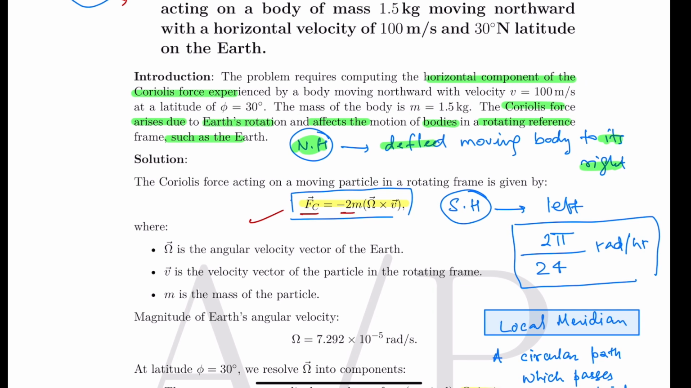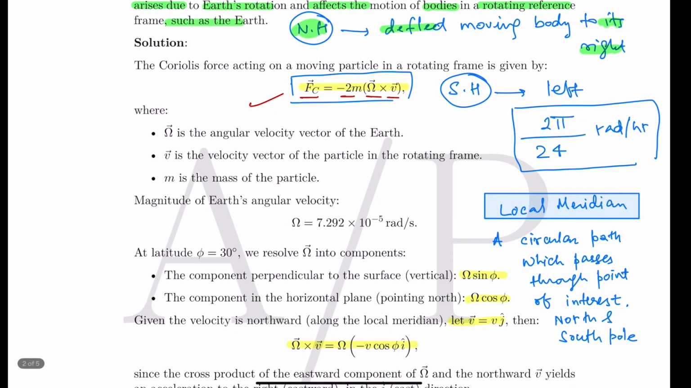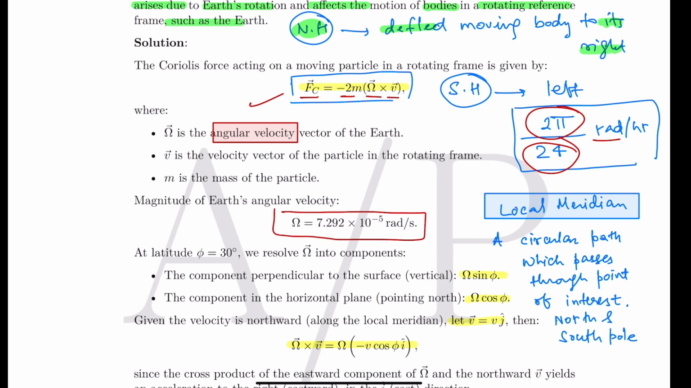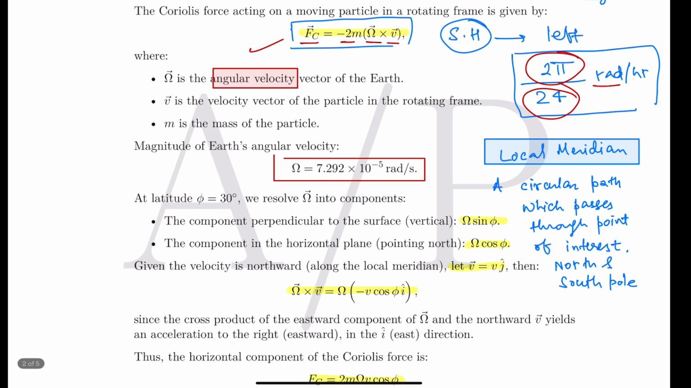It is governed by this mathematical formula where Coriolis force is equal to minus 2m omega cross v. We know that omega is nothing but angular velocity. For Earth, in 24 hours it takes 2 pi radian turn around its axis. So it is going to be 2 pi by 24 radian per hour, and in radian per second it is going to be 7.297 multiplied by 10 to the power minus 5 radian per second.